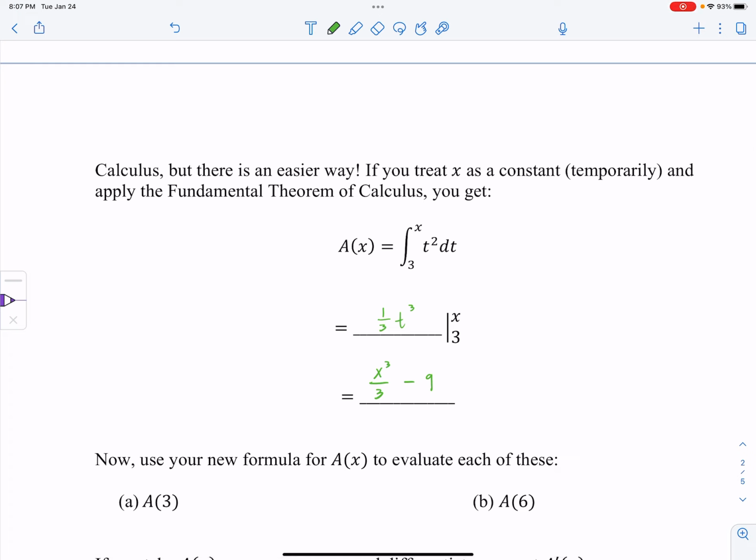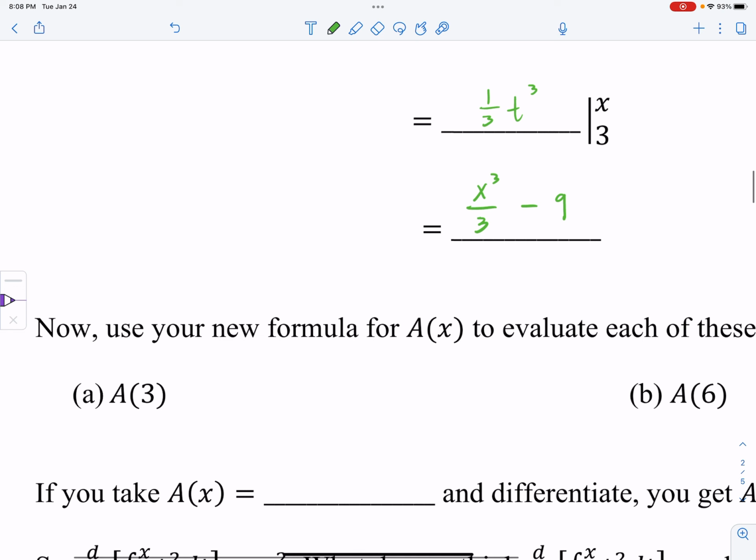Okay, well that's a little bit easier. Now I can just plug in values for x, right? Now I've rewritten A of x in this alternative form, which is not always possible, because you don't know how to integrate every function out there. But in this case, we were able to apply the first fundamental theorem of calculus to rewrite A of x in a simpler way. So now we can determine A of 3.